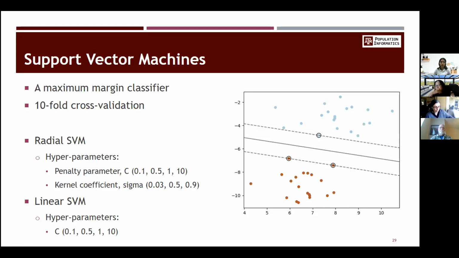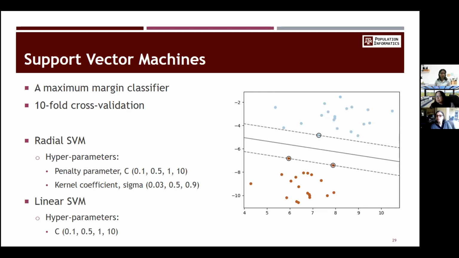The next one is support vector machine, which is the maximum marginal classifier. The goal is to find the decision boundary such that the class samples have the maximum margin. This maximum margin can lead to more confident decisions on new data. Two support vector machines have been trained in our study. The first one is radial SVM, and the second one is linear SVM. Again, for tuning the hyperparameters, we use temporal cross-validation.